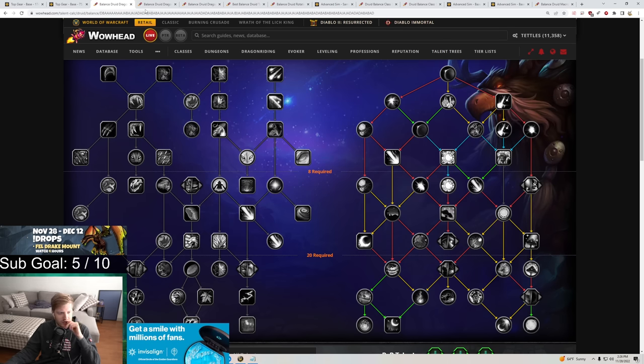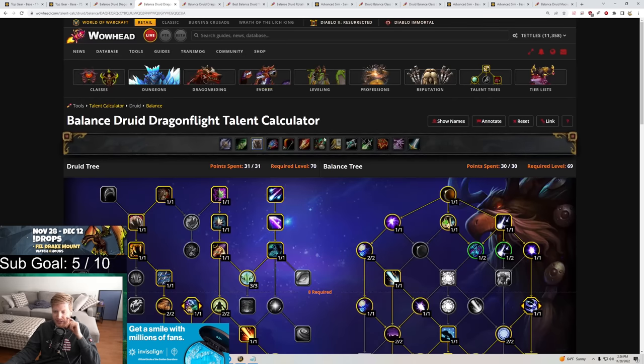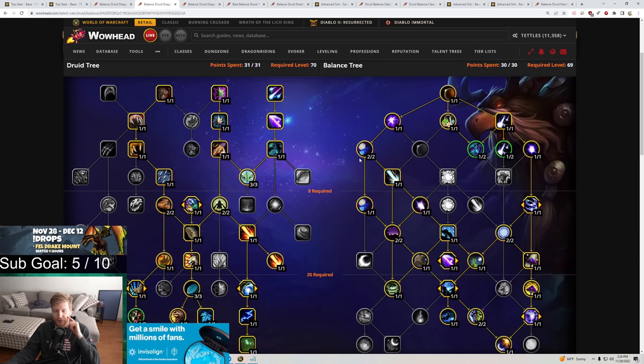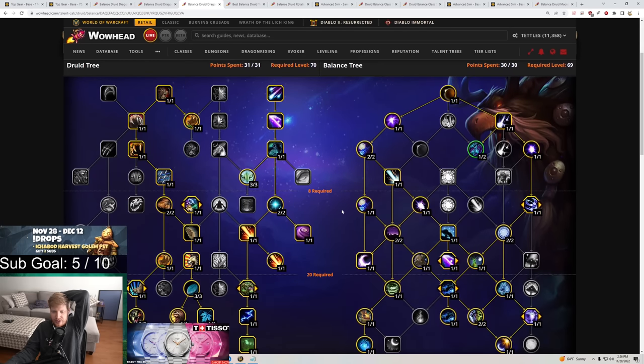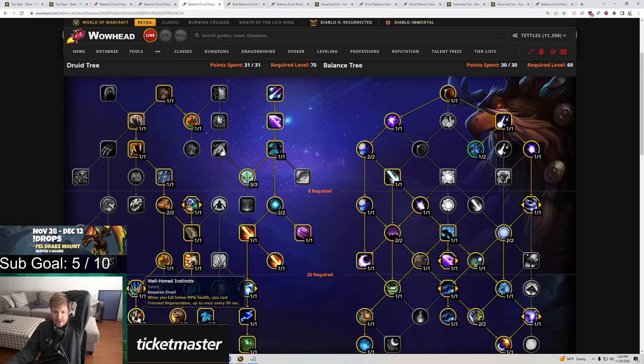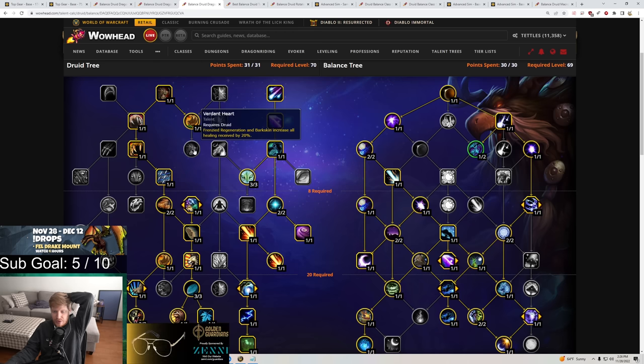Okay, so let's talk about the generic raid build for Moonkin. Actually, first off, I want to talk about the class tree real quick. The build that we're running on the class tree is pretty generally fairly strong. The big deal with the class tree is that you really want to go up this left side and take things like Well-Honed Instincts, because this is one of our strongest defensive traits. You also want to take Thick Hide, as that's also one of our stronger defensive traits. Verdant Heart is not bad if you're able to squeeze some points in for that.